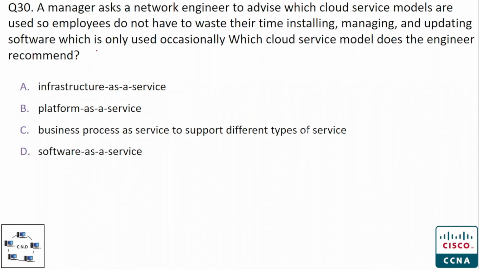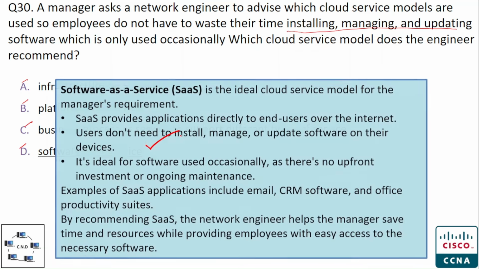Let's move forward to question number 30. A manager asks a network engineer to advise which cloud service models are used so employees do not have to waste their time installing, managing, and updating software which is only used occasionally. Which cloud service model does the engineer recommend? The options are: option A, infrastructure as a service; option B, platform as a service; option C, business process as a service to support different types of service; and option D, software as a service. And the correct option is option D, software as a service.